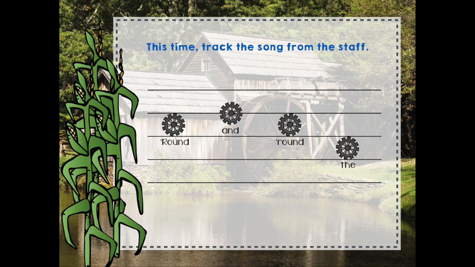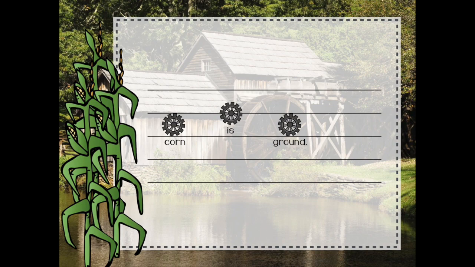Let's take a closer look at this song so that we can see what we're trying to derive from it. Let's look at it on the staff. Round and round the wheel goes round. As it turns, the corn is ground. If I were to go back, I would hope that you notice that this makes sense. This one is in a space, this one is in a space. That's me and so, they work together.